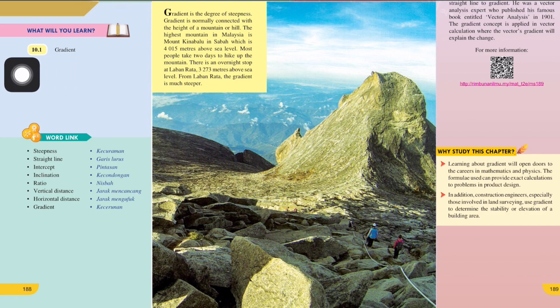There are a few word links for you to know before we look into this chapter. The first one is steepness. Steepness is kecerunan. Oh, there's a typo over here, kecerunan. Straight line is basically just garis lurus. Intercept is pintasan. Inclination is kecondongan. Ratio is nisbah. Vertical distance is jarak mencancang. Horizontal distance is jarak mengufuk. Gradient is kecerunan.